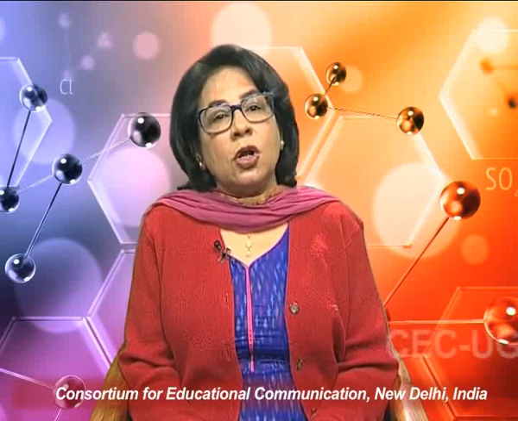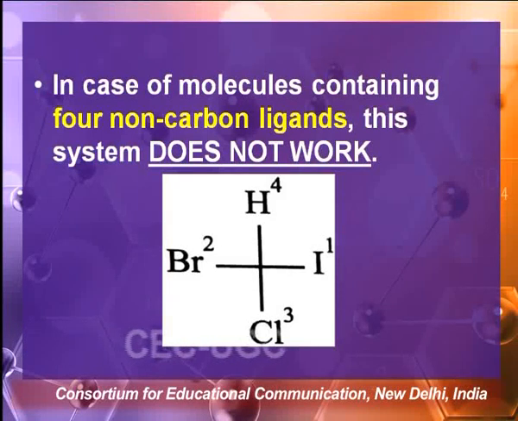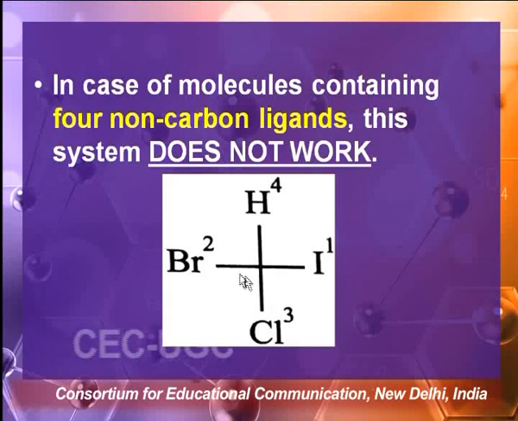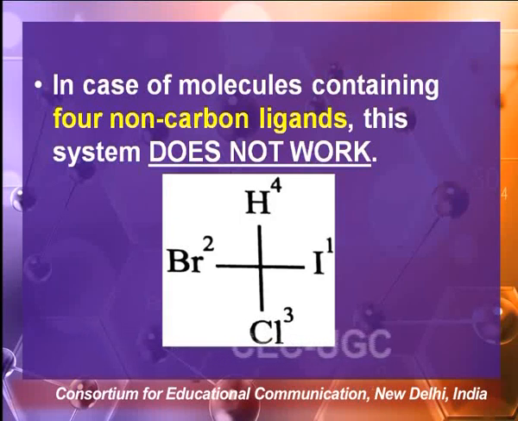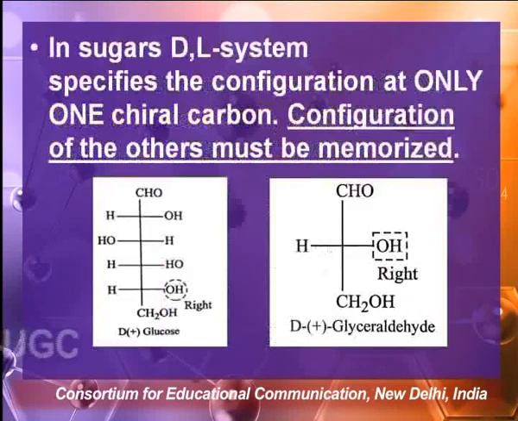But in case of molecules which are containing 4 non-carbon ligands, this system will not work. So on your screens now you can see an example of the molecule, that is bromochloroidomethane. And when we talk of this molecule, we find that all these 4 groups are different. So think yourself, how can we compare this molecule to glyceraldehyde? We cannot do so. So therefore we cannot give this molecule the relative configuration. We'll have to give it absolute configuration.